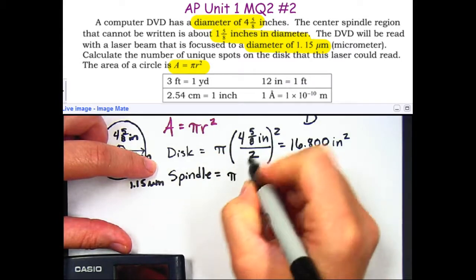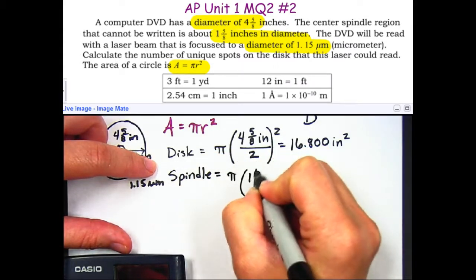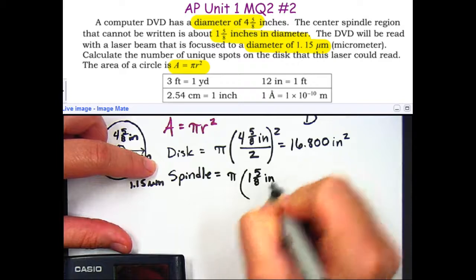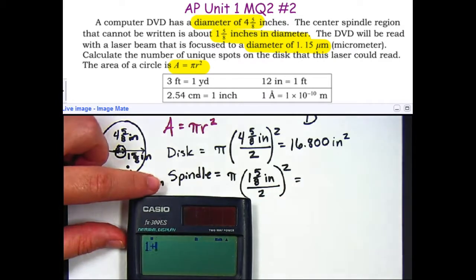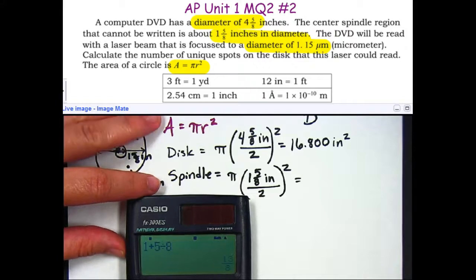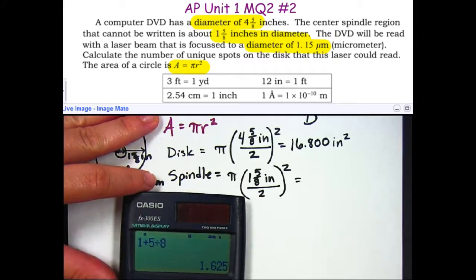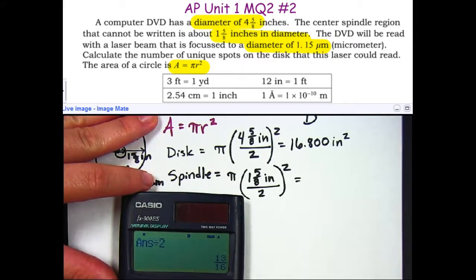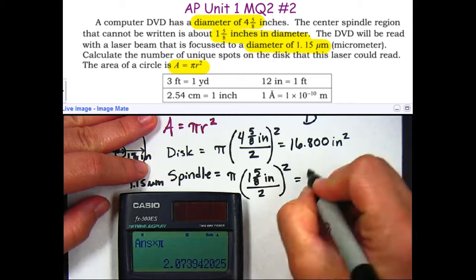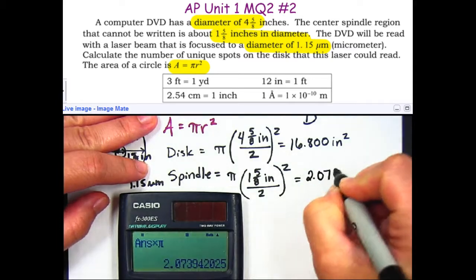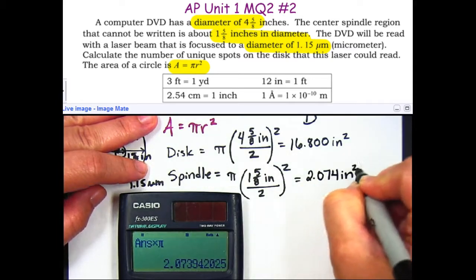All right. Now we'll find the area of the spindle, which is pi times 1 5/8 inch divided by 2 squared. 1 plus 5/8, which is 1.625. We're going to divide that by 2, square that value, and then multiply that times pi. This gives us 2.074 inches squared.